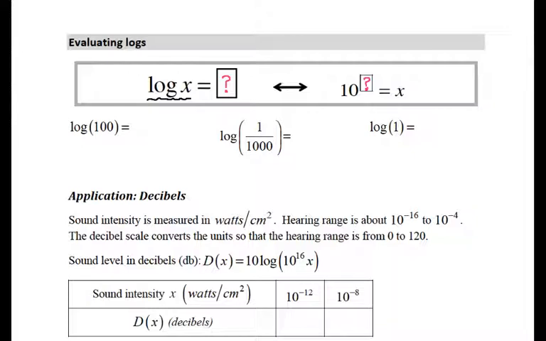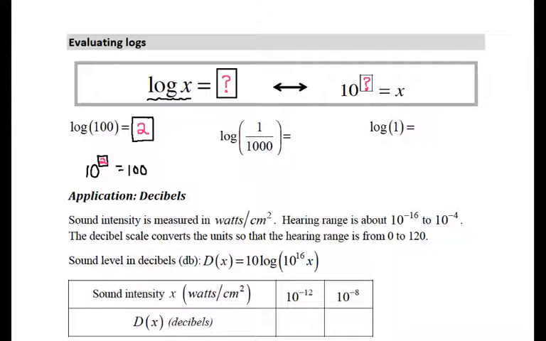So for example, looking at this first question, log of 100, I'm going to phrase that to myself as, okay, I'm trying to figure out what goes in this box. It's the same thing that would go in this box. 10 to what power equals 100? Whatever the answer is to this is also the answer to my question, what is the log of 100? Well, I would square 10 to get 100, and so the answer to this is 2.